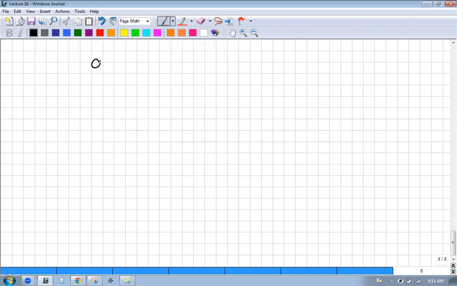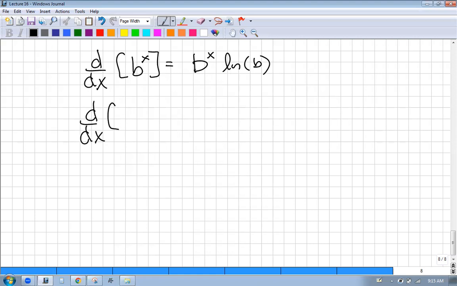The derivative, you have a number to the x, right? You're going to get the number to the x times the natural log of the base. Okay. So think about it this way. If you have e to the x, this is e to the x times the natural log of the base. This is just 1. Okay, so it works, right? So all we're really doing is incorporating a change of base here.